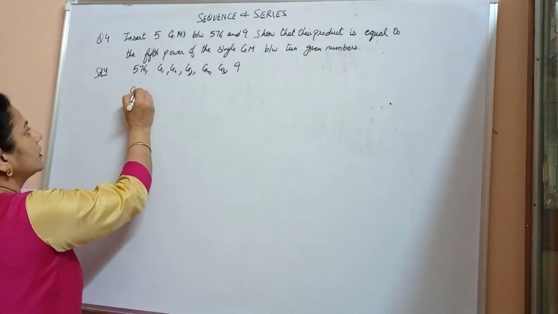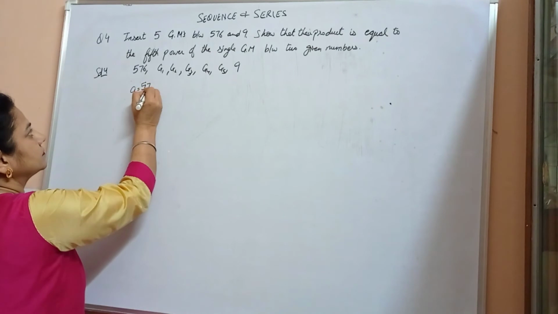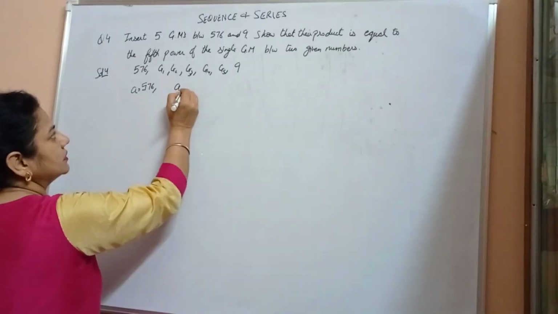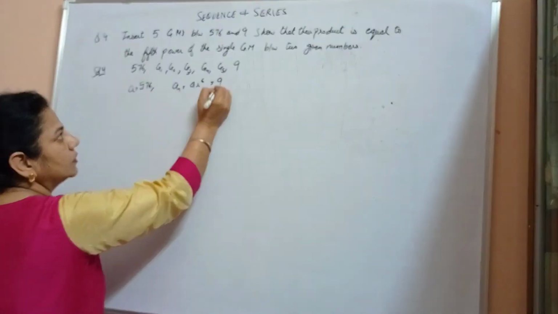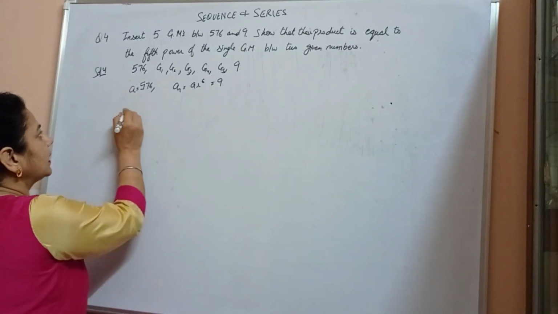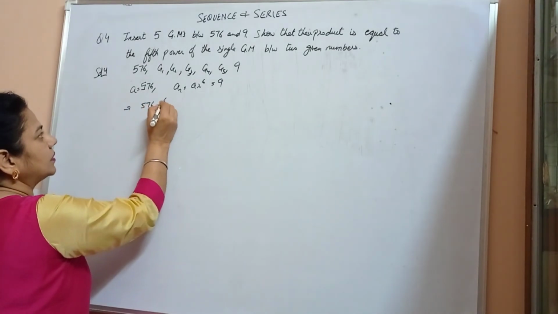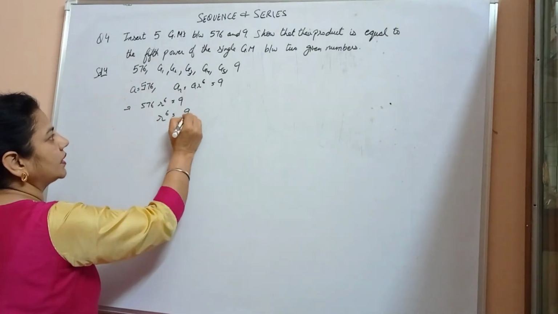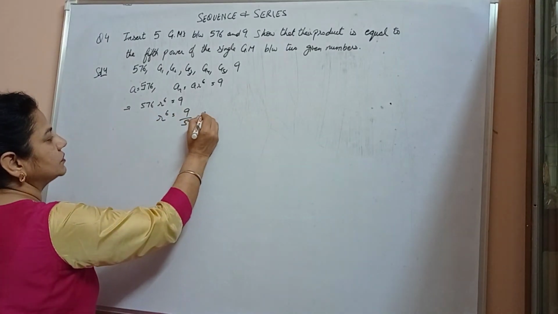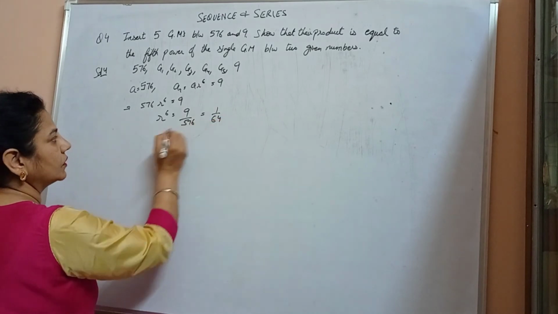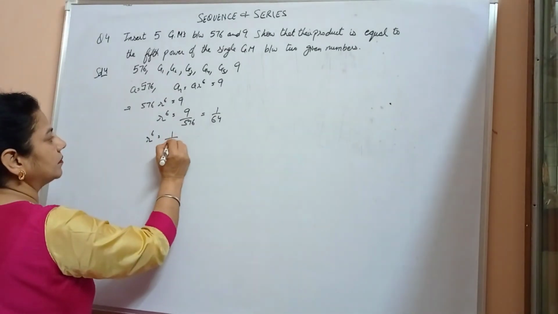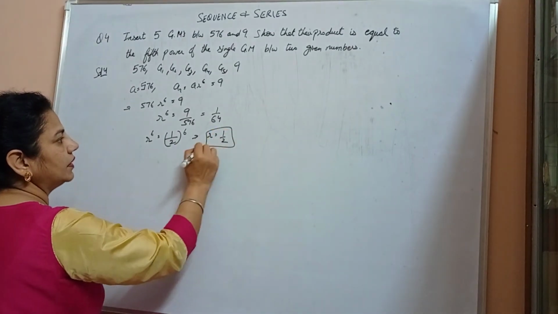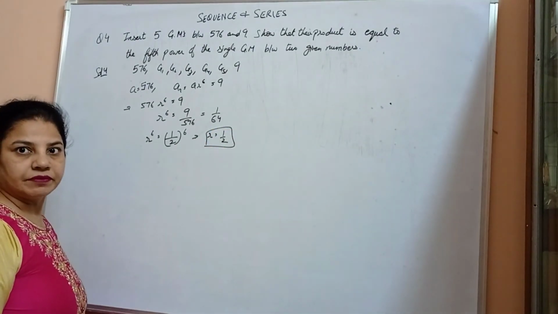Here the first term is 576, and counting 1, 2, 3, 4, 5, 6, 7, the seventh term is equal to a r to the power 6, which is equal to 9. This implies 576 r to the power 6 is equal to 9, or r to the power 6 is equal to 9 upon 576, which is equal to 1 by 64. So r to the power 6 is equal to (1 by 2) whole to the power 6. This implies my common ratio is 1 by 2.